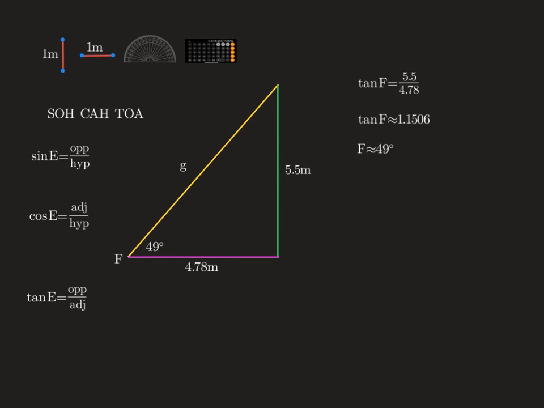All right, let's take the sine of this angle and we get 0.7548 approximately, which means that 5.5 is about 75.48% of this G. Now we could just divide both sides by 0.7548 and we get G is equal to approximately 7.287.